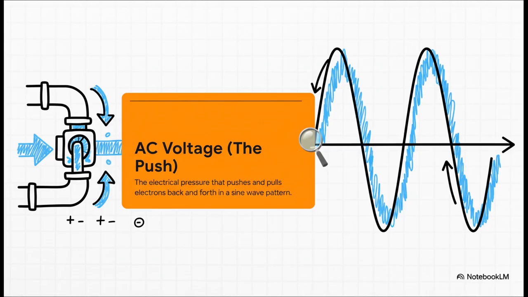This is our push. The best way to think about it is like a pump in a water pipe, but a really frantic one. It's not just pushing water one way, it's constantly pushing it forward and then yanking it right back. This electrical pressure builds up to a peak, drops to zero, reverses, and does it all over again in this smooth, beautiful sine wave.